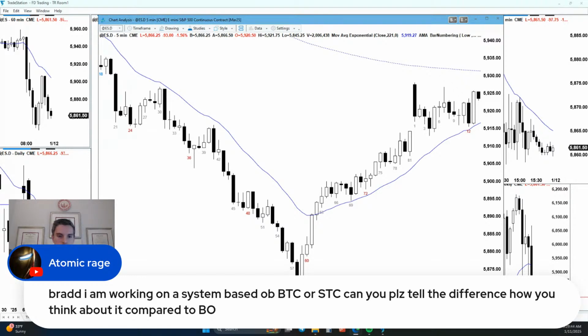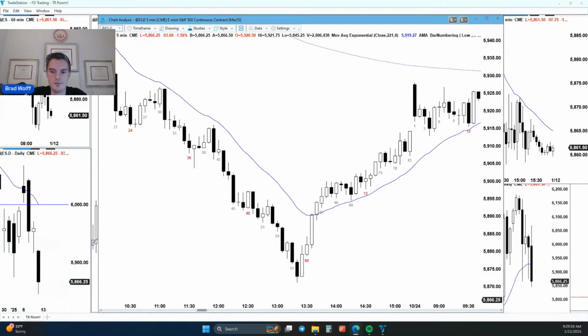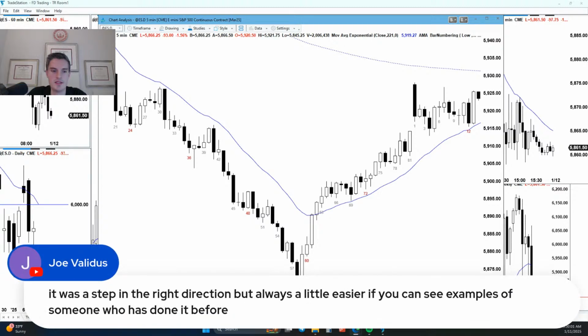Fix one thing here. You may think you understand what a breakout is, but a buy the close, sell the close is always a breakout, and therefore, you really need to spend time thinking more about that. It's a step in the right direction, but it's always a little easier if you can see examples of someone who has done it before. Yeah, there's a really good video.